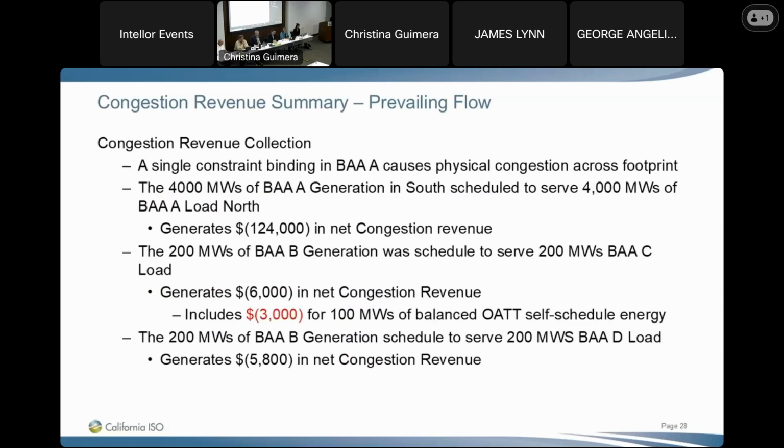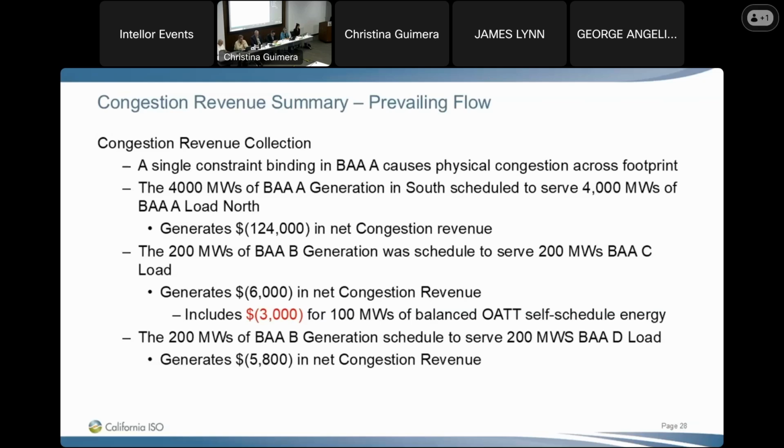I have 4,000 megawatts of generation in BAA in the south that is serving 4,000 megawatts in the north. This is generating $124,000 of net congestion revenue. I have 200 megawatts of generation in BAB that is scheduled to serve 200 megawatts of load in BAC. This generates $6,000 of net congestion revenue.